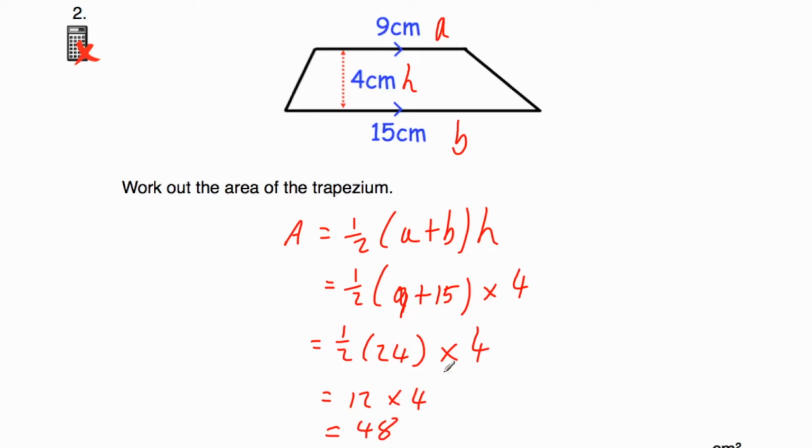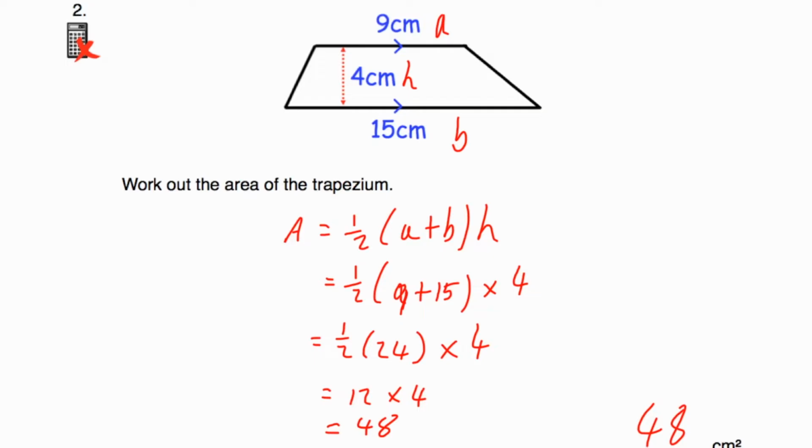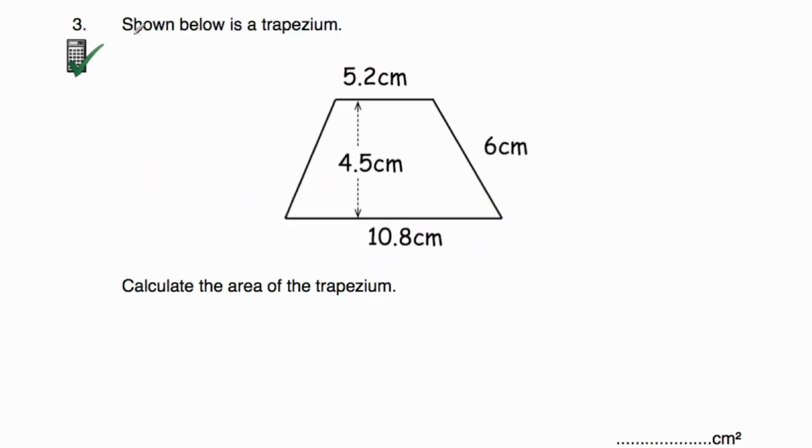So that means the area of this trapezium would be 48 centimetres squared. And that's it. So just to recap, we've added together the lengths of the two parallel sides. 9 plus 15 is 24. Half that to get 12. And then 12 times 4 is equal to 48. And that's it. So question number 3.